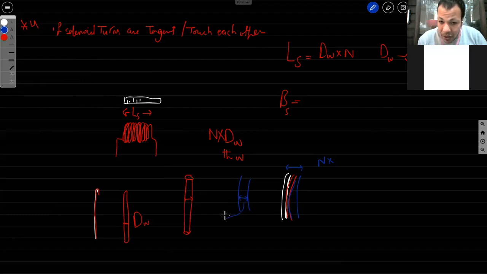This distance is either the thickness of the wire or the whole diameter of the wire, if the wire is circular. So it is the whole diameter. So if you need to find the length of the solenoid, which is made up of many turns of the same wire with the same thickness, we have to find the thickness of the wire multiplied by the number of turns. This thickness is the diameter of the wire.